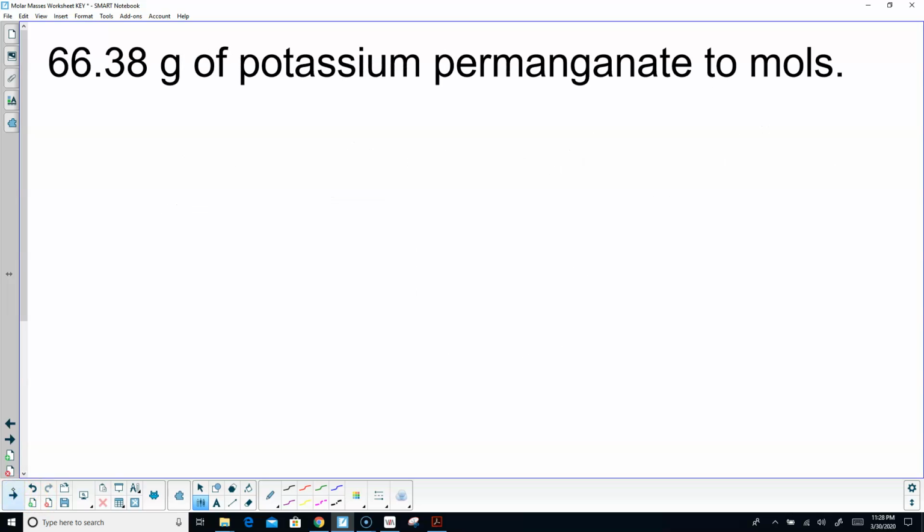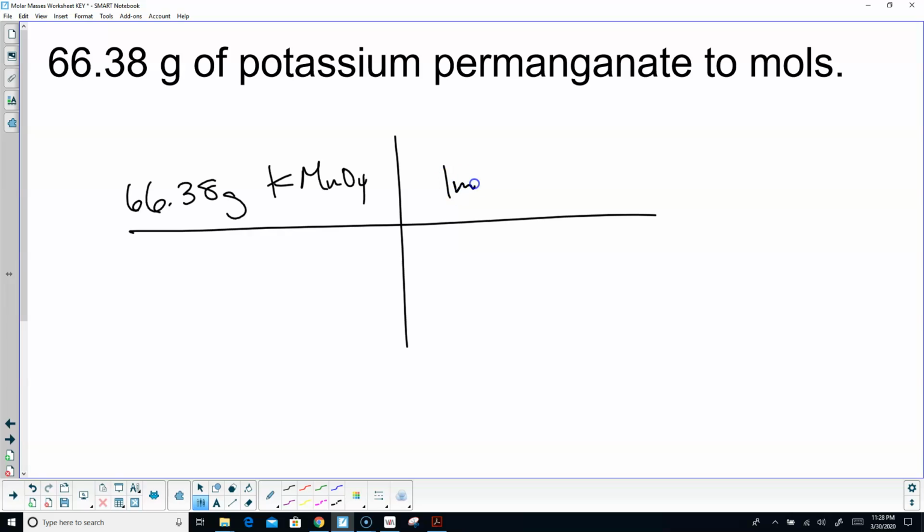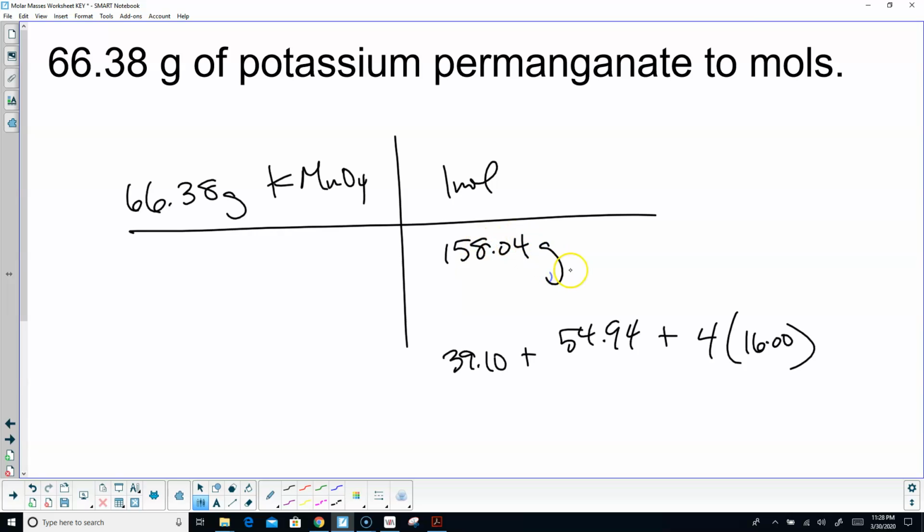Okay, next one. Let's see. We have 66.38 grams of potassium permanganate, and we want to find out how many moles that is. So once again, we need molar mass. Moles are going to go on top. Let's see. Potassium's 39.10. And let's see, manganese, I think, is 54.94, and 4 oxygens, each at 16. So if I multiply and then sum those, it should be 158.04 grams.